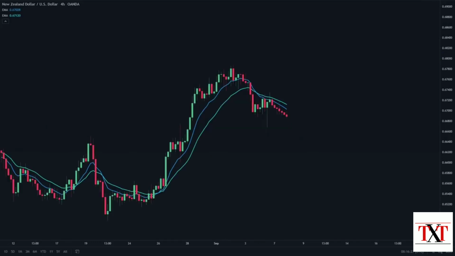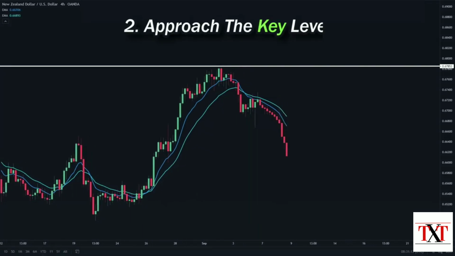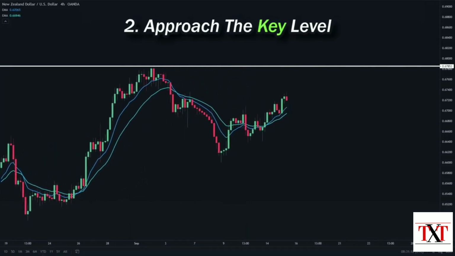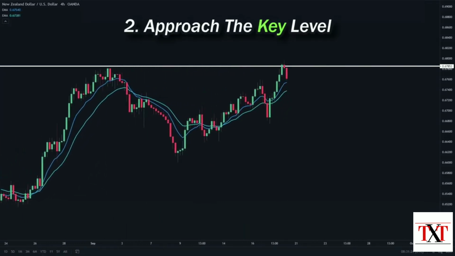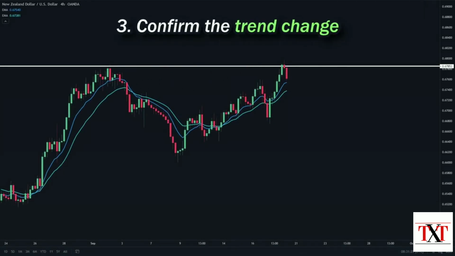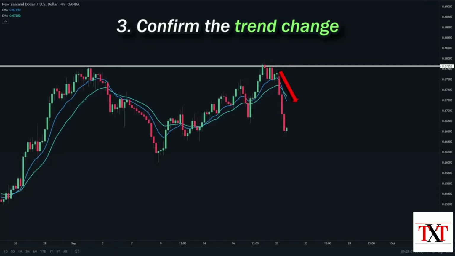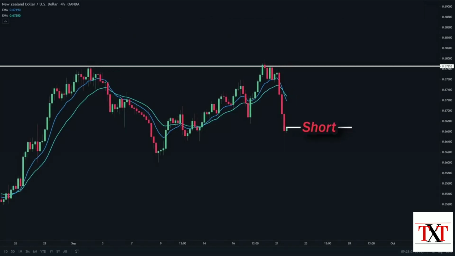So again, the first step is you want to find a key level for the price to bounce off, and we actually spotted a resistance level up here, as price goes up, hits and reverses downwards. Next, you want to wait for the price to approach the same key level again. And once the price approaches it, you use the EMA to confirm the trend change at this area by waiting for the lines to cross over downwards. And once this happens, you can take a short position.